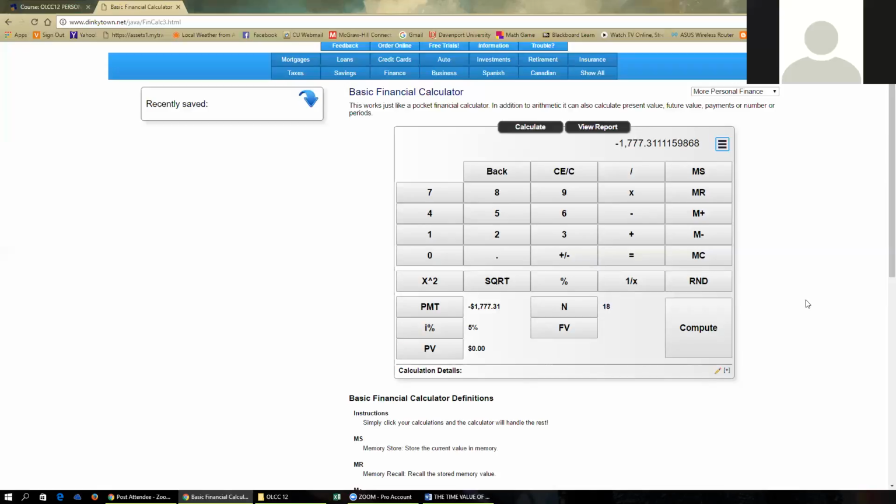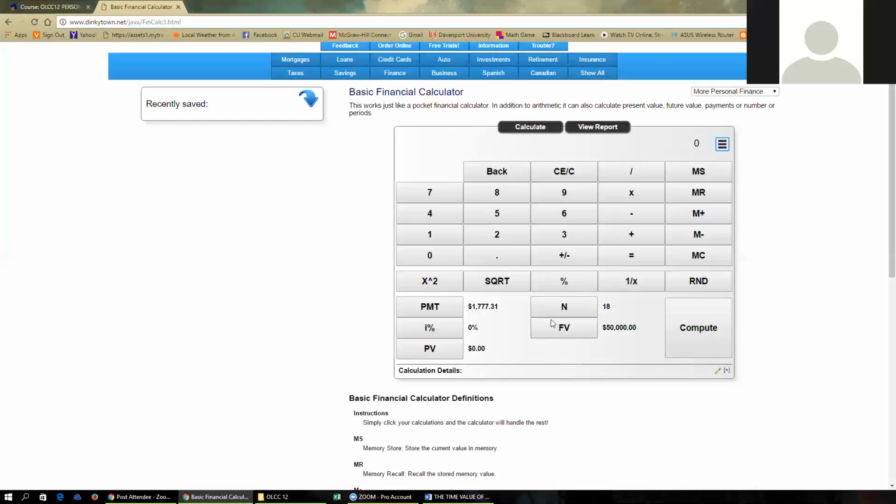And that's saying if I deposit $1,777.31 every year for the next 18 years, I'll have $50,000. So let's see. I can always test it. I'm going to clear it all out and say 1777 and 31 cents. I'm going to trust that that was the number.